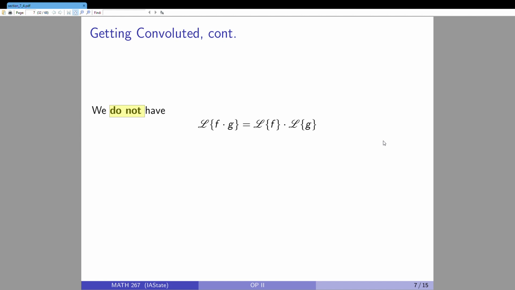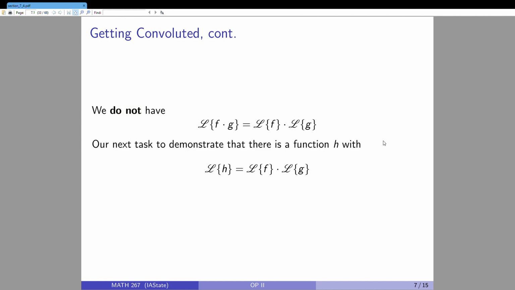That does not happen. And as we've even seen, the Laplace transform itself is an integral of a product, and we've had to go through all sorts of hoops and songs and dances and illegal maneuvers to get that to work out for us. So, no hope of this being true. But it does turn out that you can find a function that does have this property.